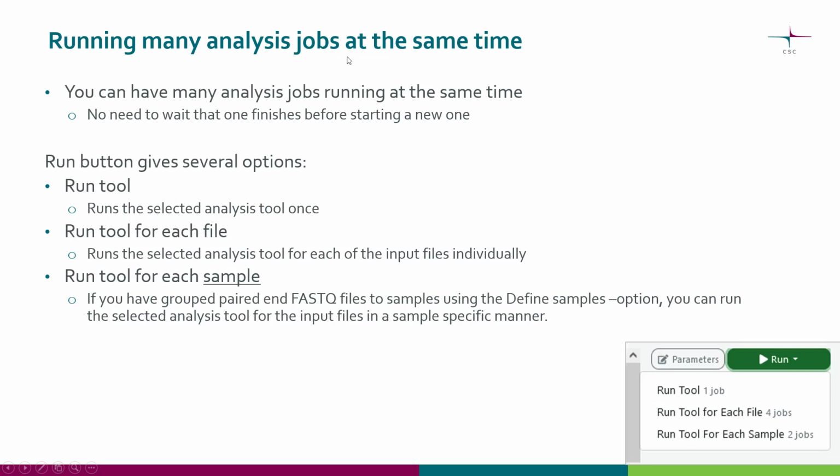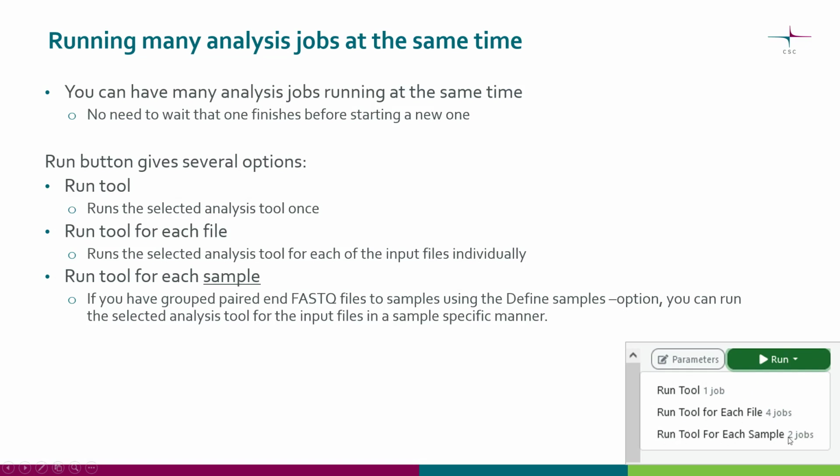How to make your analysis faster? Well, first of all, you can run many analysis jobs at the same time, so you don't need to wait that one finishes before starting a new one. Then the Run button that I mentioned earlier actually gives you several options if you have selected several files. If you have one file, you can run the job for that. If you had several, you could, with one click, run the same analysis for all of these files.